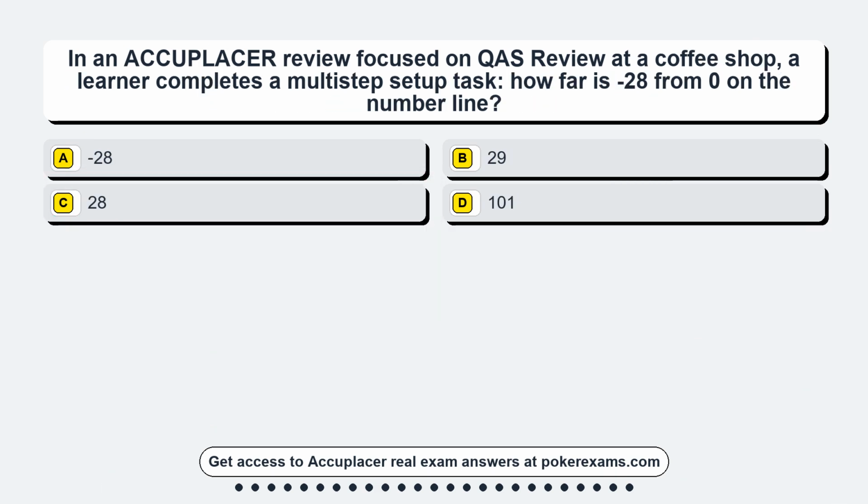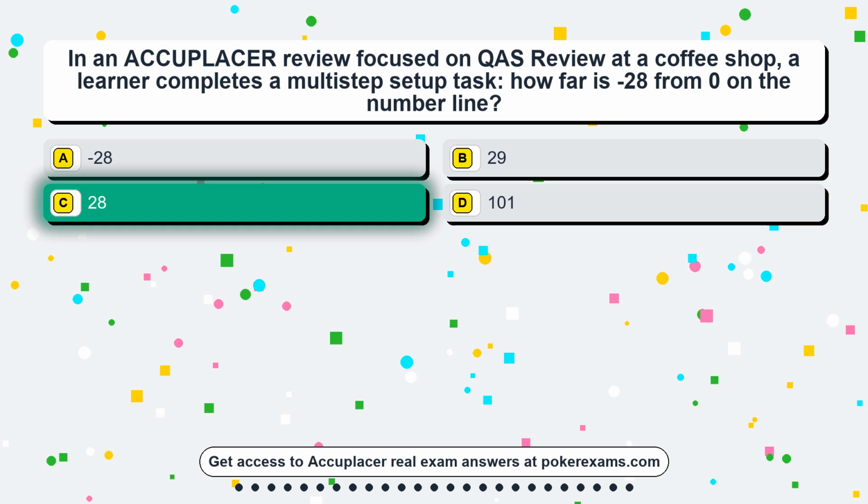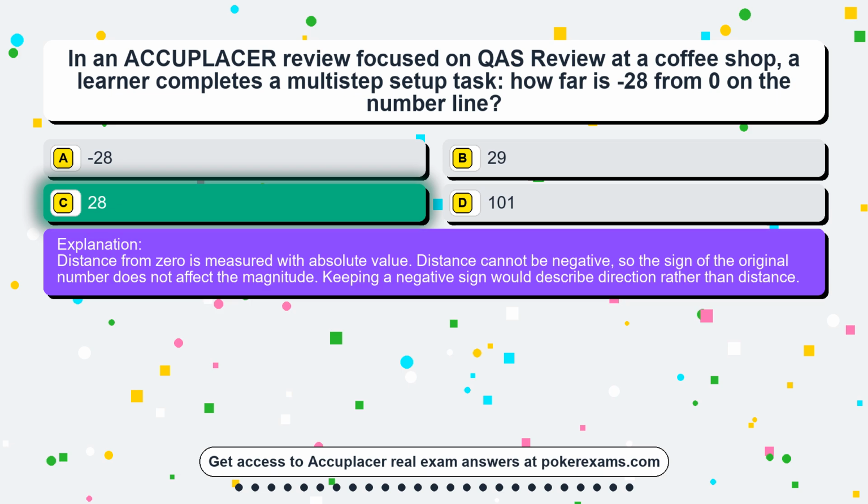Question 18. In an ACCUPLACER review focused on QAS review at a coffee shop, a learner completes a multi-step setup task. How far is minus 28 from 0 on the number line? Option A, minus 28. Option B, 29. Option C, 28. Option D, 101. The correct answer is option C, 28. Distance from 0 is measured with absolute value. Distance cannot be negative, so the sign of the original number does not affect the magnitude. Keeping a negative sign would describe direction rather than distance.